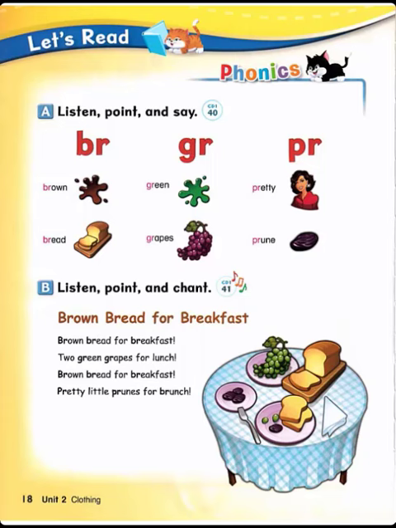Page 18. B. Listen, point, and chant. Brown bread for breakfast. Brown bread for breakfast. Two green grapes for lunch. Brown bread for breakfast. Pretty little prunes for brunch. Brown bread for breakfast. Two green grapes for lunch. Brown bread for breakfast. Pretty little prunes for brunch.